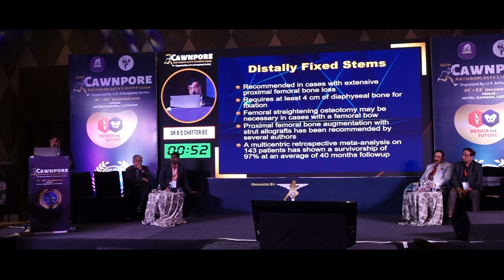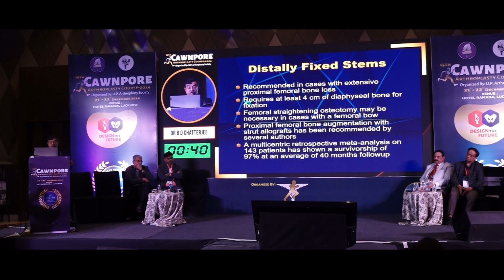Coming to purely distal fixing stems, now this has to be used in extensive proximal femoral bone loss, but it requires at least 4 centimeters of diaphyseal bone to be able to give a strong enough hold. The femoral straightening osteotomy may be required when there is a varus molding of the shaft, and the proximal femoral bone augmentation with strut grafts are also recommended when there's too much of a bone loss. And then a multicentric study has shown a fairly good follow-up results.